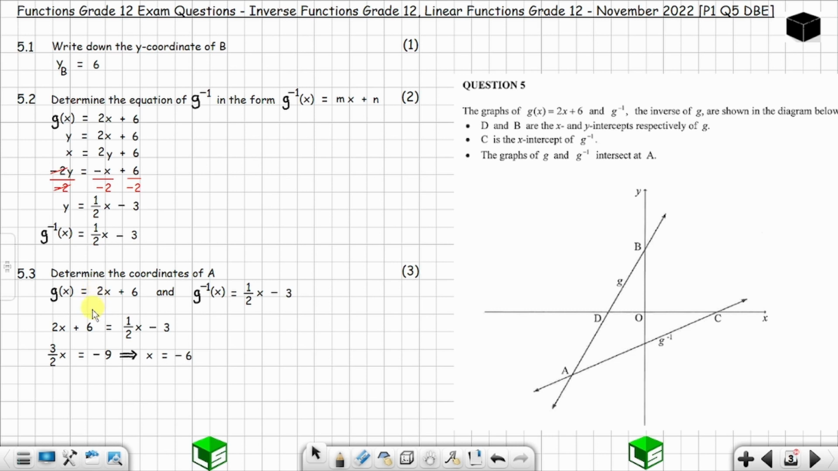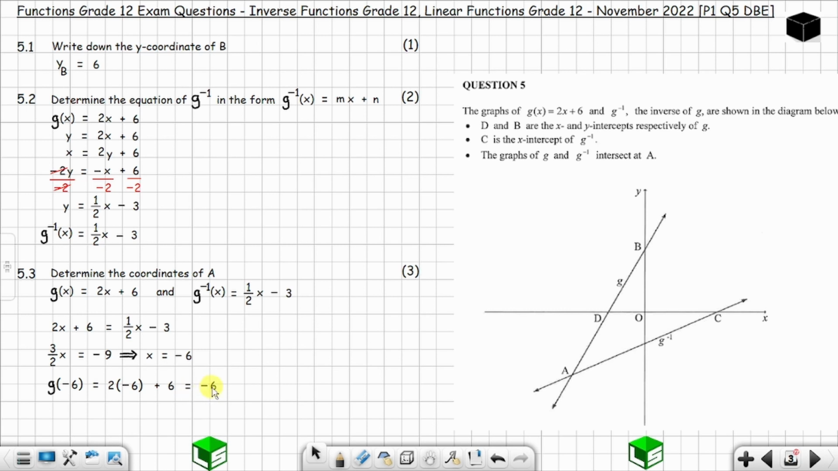So I'm going to take g of negative 6, right? g of negative 6 is equal to, I have 2 times x. x is negative 6. Okay, you plug negative 6 wherever you see x. So you have 2 times negative 6 and then plus 6. Okay, and this is negative 12 plus 6. So you have 6 minus 12. This is equal to negative 6.